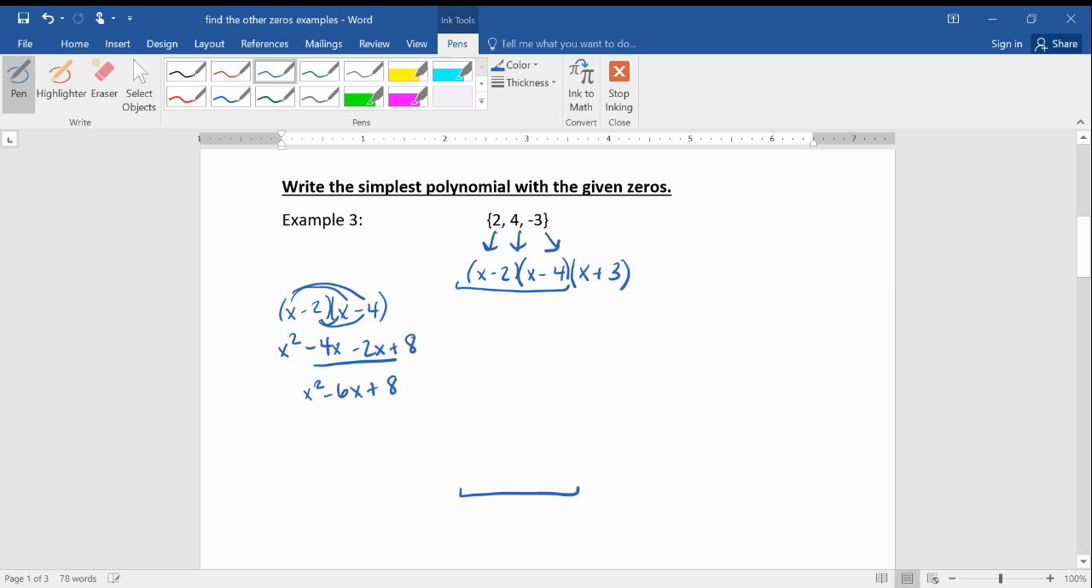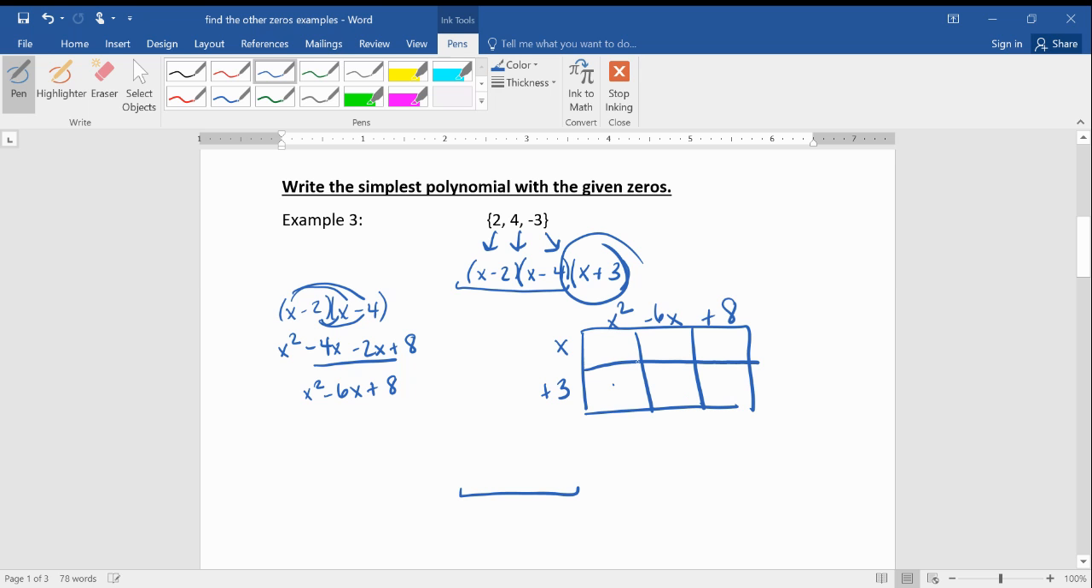Okay, good. That's only the first half, though, right? Now we have to multiply that by this. Now, here's where I would probably get out a grid. Y'all know me. I like the grid when I have these polynomials that get a little bit bigger. All right, so x squared minus 6x plus 8. Here we go. So x squared times x is x to the third. X squared times 3 is 3x squared. Negative 6x times x is negative 6x squared. Negative 6x times 3 is negative 18x. We're almost there. 8 times x is a positive 8x. And lastly, 8 times 3 is 24.